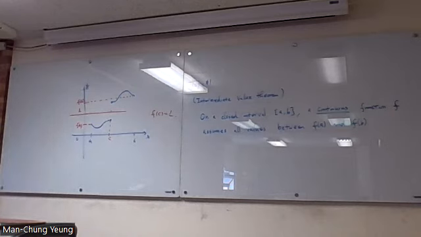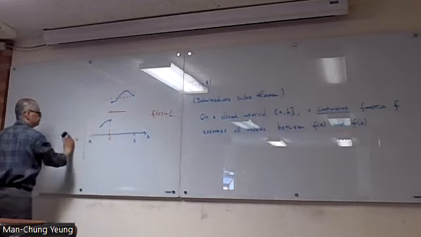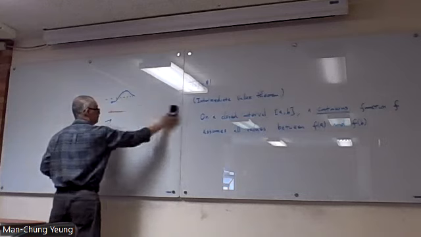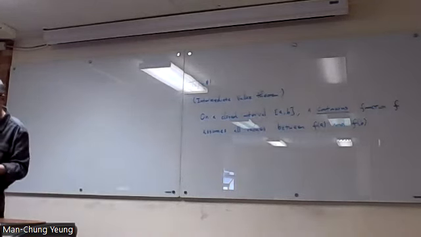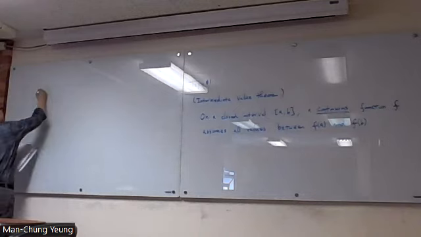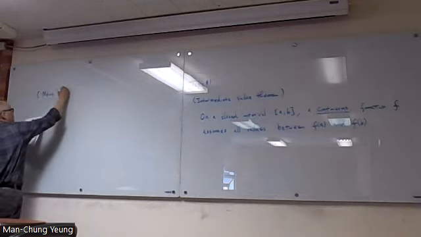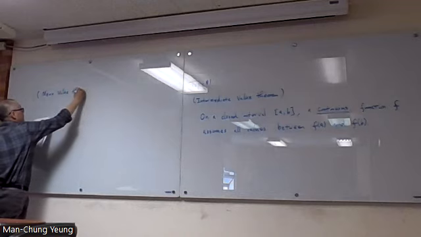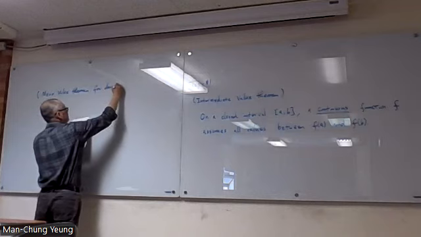First theorem. Second theorem, the mean value theorem for derivatives. We often use this. Second theorem, mean value theorem for derivatives.